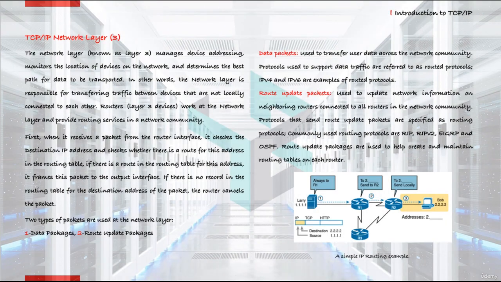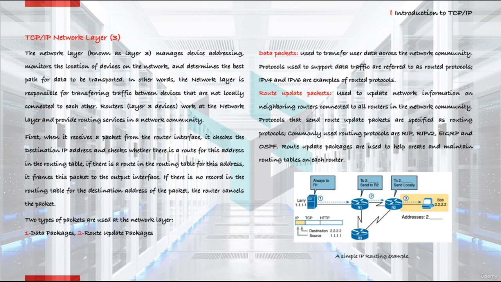On this page, let's talk about the TCP/IP network layer, Layer 3, also known as the network layer. Layer 3 manages device addressing, tracks the location of devices, and determines the best way to move data. That is, the network layer is responsible for transferring traffic between devices that are not locally connected to each other. Routers are Layer 3 devices and operate at the network layer and manage routing services in a network community.